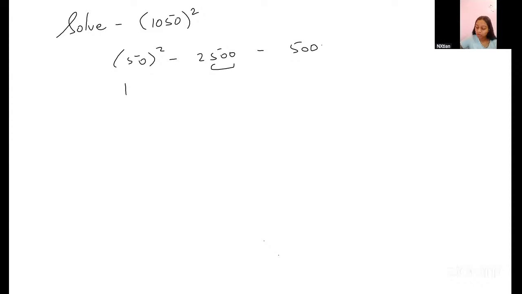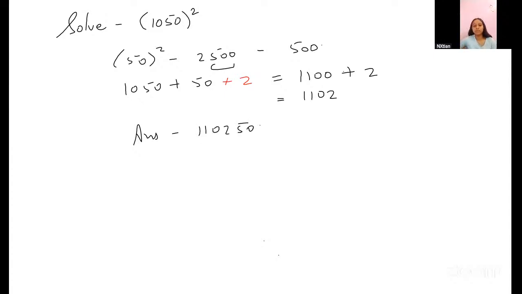Next step is 1050 plus 50 plus 2 from the previous step. So it becomes 1100 plus 2, 1102. Now we'll write them together. Answer becomes 1,102,500. Okay, this is about carryover. Now, one last time I'm giving you to quickly try out this 3-digit number.